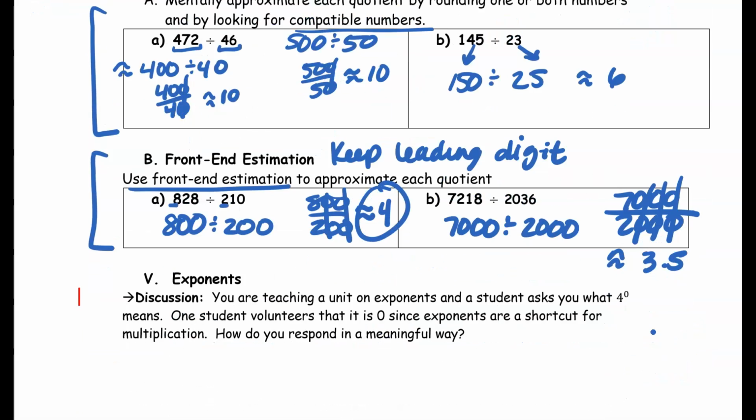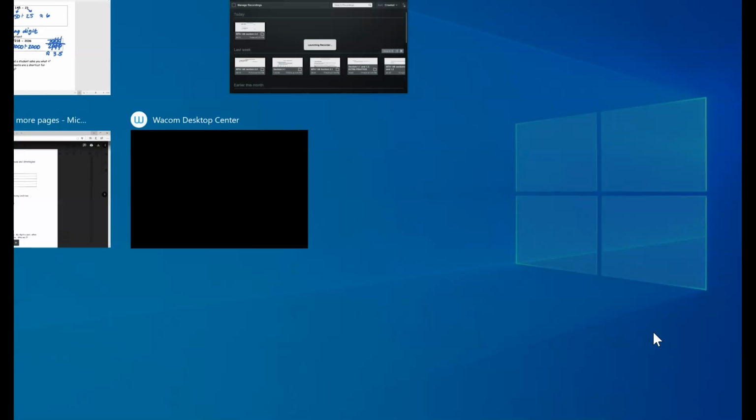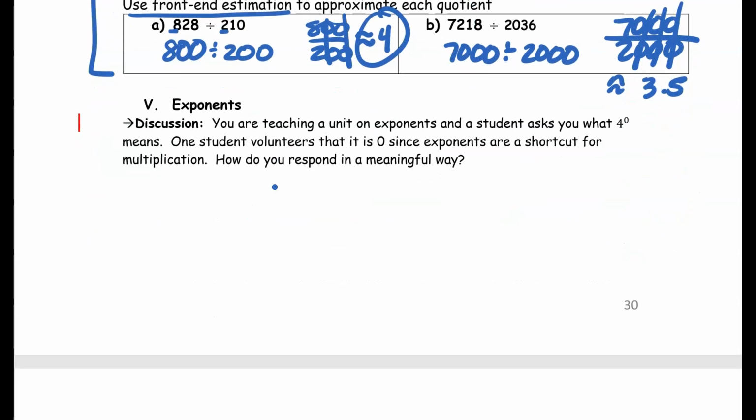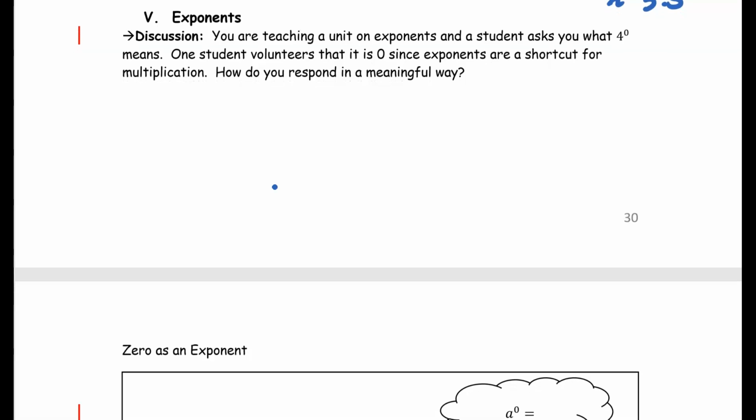Okay, so we're going to stop with division, and we're going to jump into exponents. So, discussion. You are teaching a unit on exponents, and a student asks you what 4 to the 0 power means. One student volunteers that it is 0 since exponents are a shortcut for multiplication. How do you respond in a meaningful way?